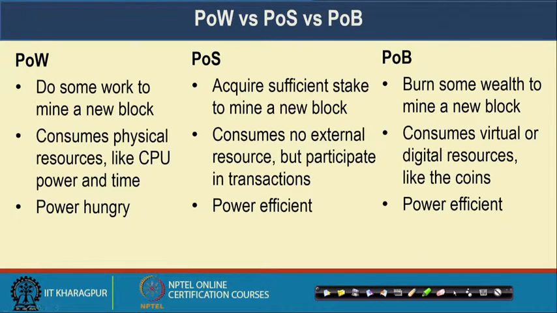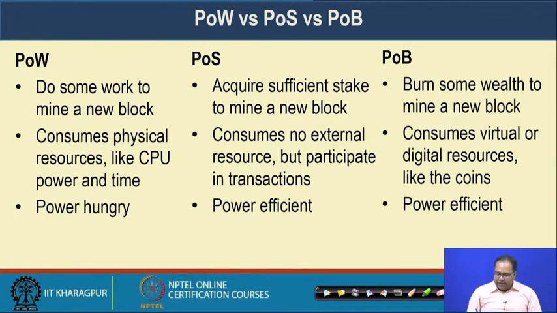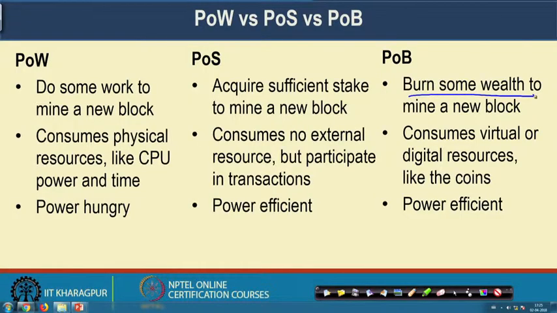So, this is the broad difference between the three: proof of work, proof of stake and proof of burn. In case of proof of work, you do some work to mine a new block. So, you find out hash function for that, which is computationally difficult. In case of proof of stake, you acquire sufficient stake or wealth to mine a new block. You have to show that you have a certain amount of bitcoins with you, so that you can participate in the mining procedure. In case of proof of burn, you have to burn some wealth to mine a new block.